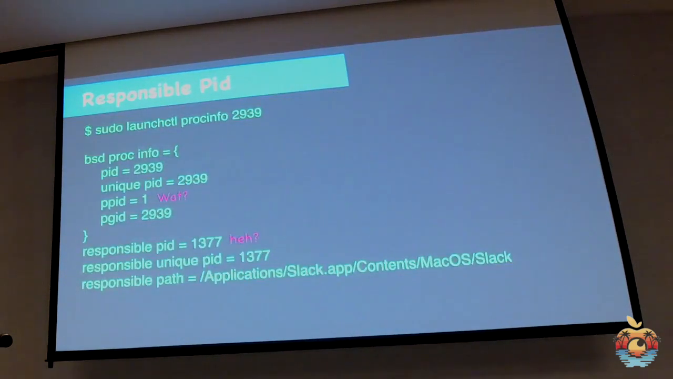So if we look in the procinfo output, you see here in the BSD procinfo, I have a parent process ID of 1, which is launchd. And the responsible PID is 1377. This was a copy and paste from my terminal. The stars almost aligned for 1337 there, but it did not happen. Right there inside the procinfo, we can see the responsible path as well as the responsible PID. So these should match up, and we know now what was actually responsible for opening process 2939.